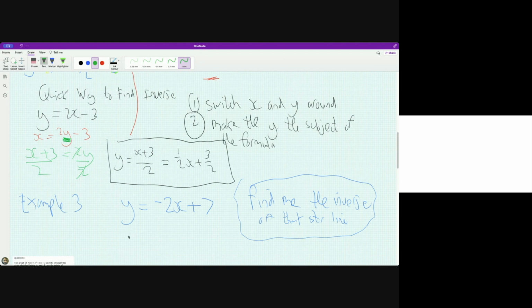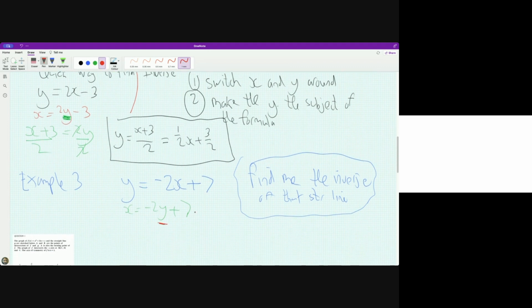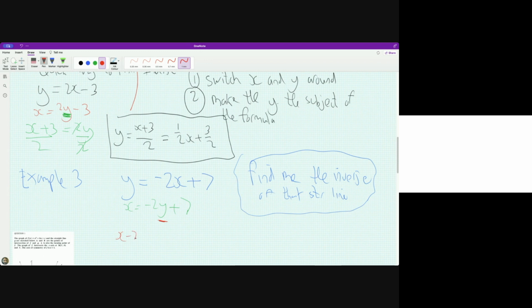Okay, so what was step one? Switch x and y around. Now I need to get that y by itself. Let's see if I agree with Sunday. So x minus 7 is minus 2y. Oh, do you know what I could do if I wanted to? I could just move the whole 2y to this side and then get minus x plus 7.